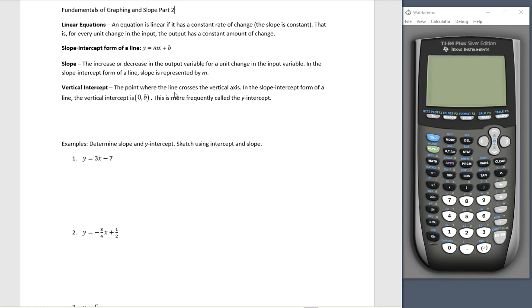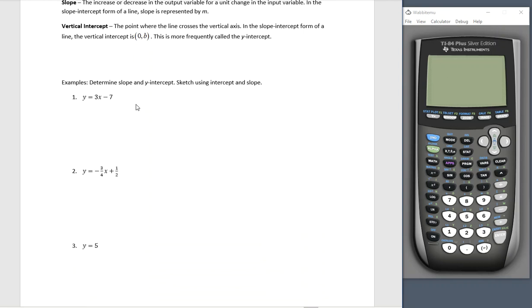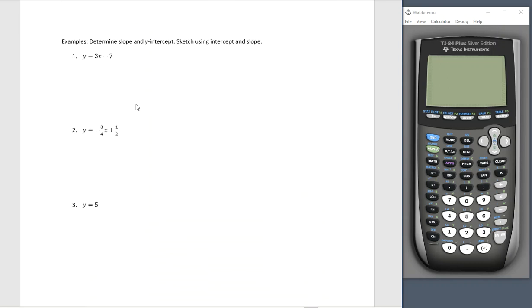The vertical intercept is the point where the line crosses the vertical axis. Frequently we call this the y-intercept, but vertical intercept is really a better name for it because we don't always use x and y in our problems. In the slope-intercept form of a line, the vertical intercept is a point, so it is (0, b). It's not just b, it's the point (0, b). It's more frequently called the y-intercept, but we're going to use vertical intercept as much as I can remember. So in these examples, we're going to determine the slope and the y-intercept, and then sketch using the slope and y-intercept.